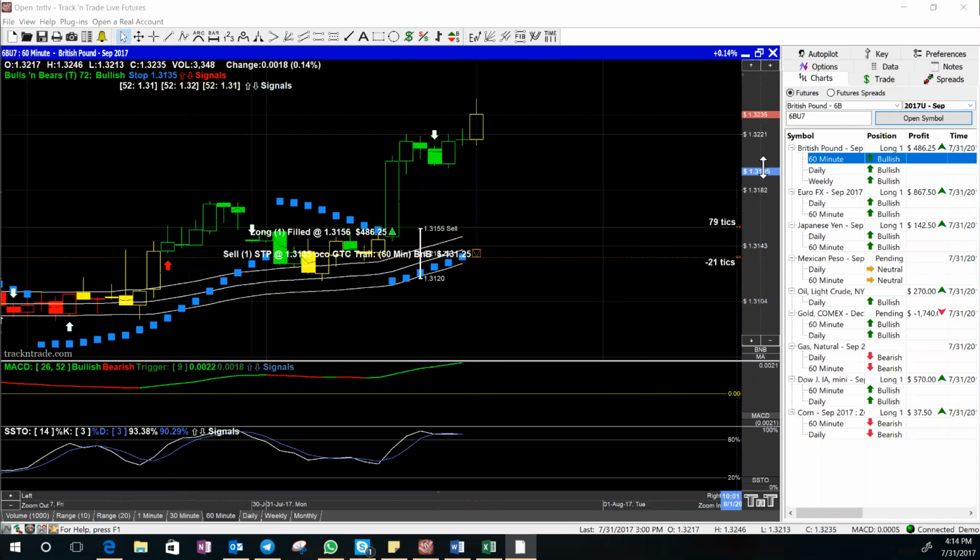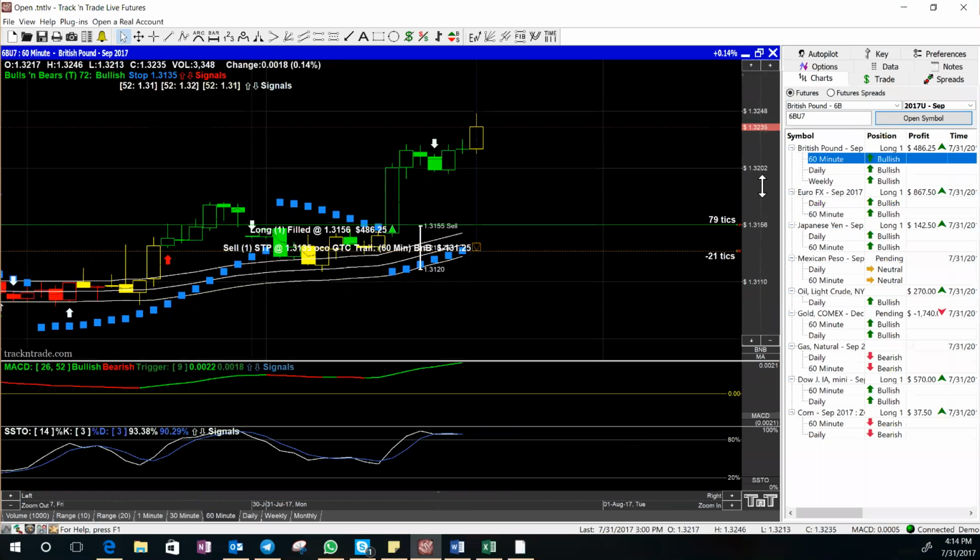Hi, I just wanted to go through a few of the markets that we got in today, or that we're in today. We got out of a couple. We've had a decent day today. We're up about 2,300. One of the trades we put on today was the British pound.